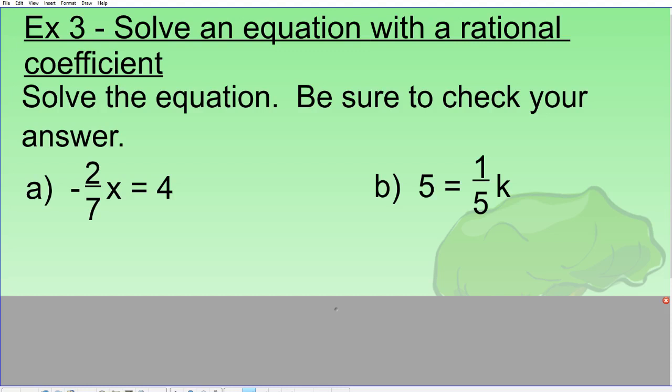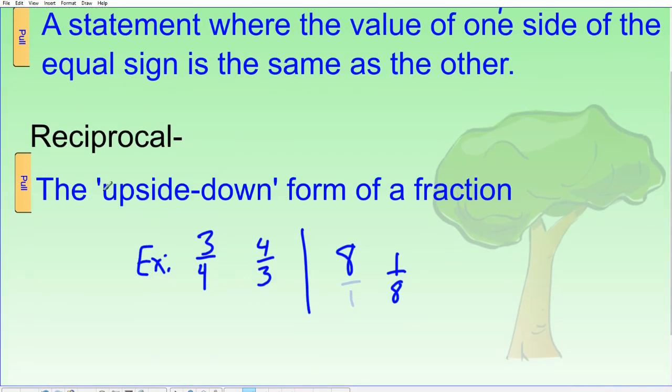So now what we're looking at here is these are still one-step equations, but now my variable is being multiplied by a fraction. You see how that's negative 2/7 x? So the way we can get rid of this is we're going to use that one vocab word, which was the reciprocal. The reciprocal is when you take a fraction, you flip it upside down, right?